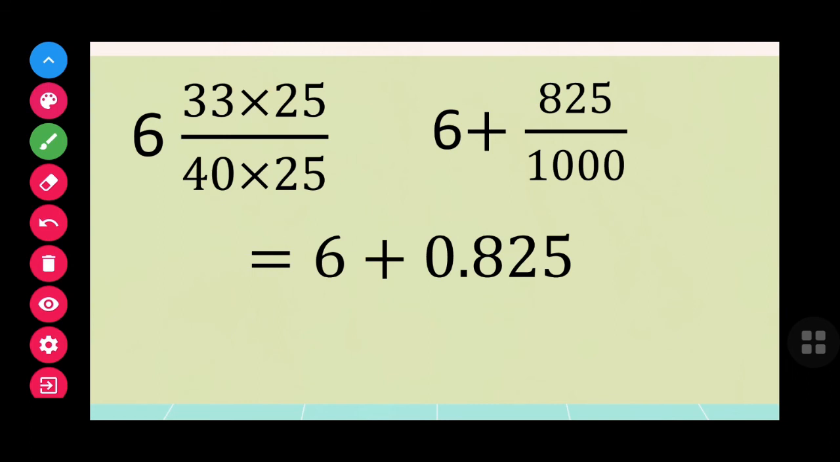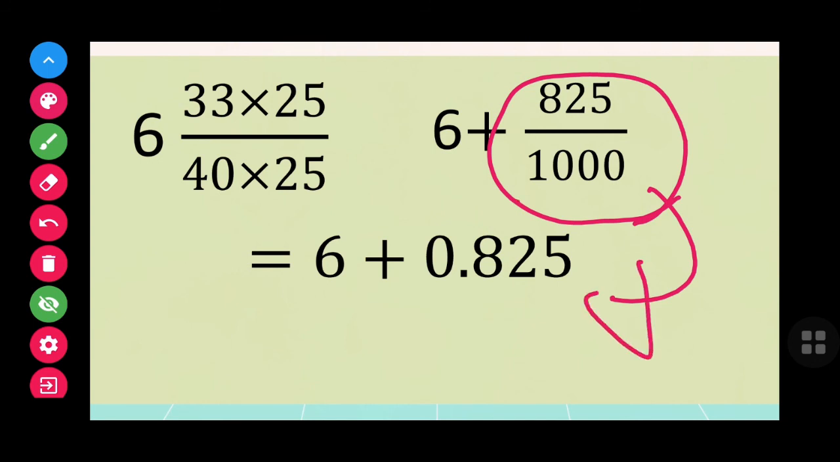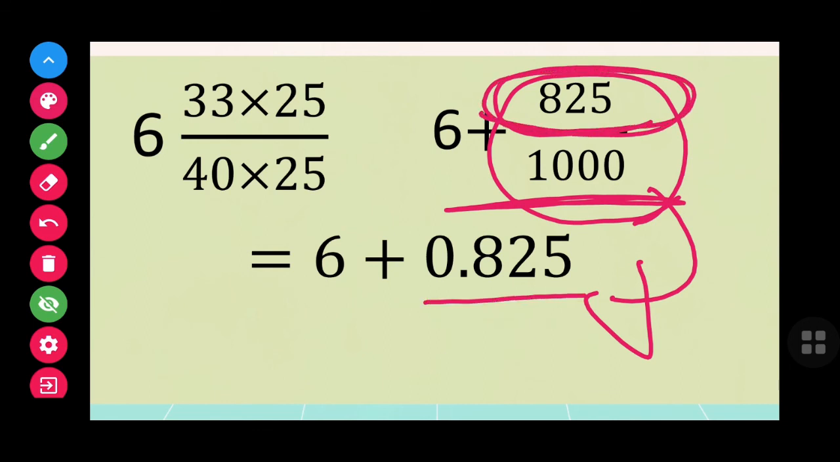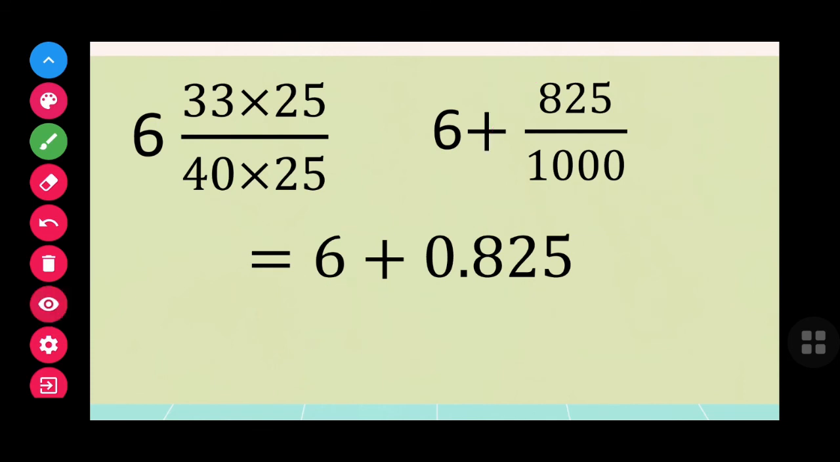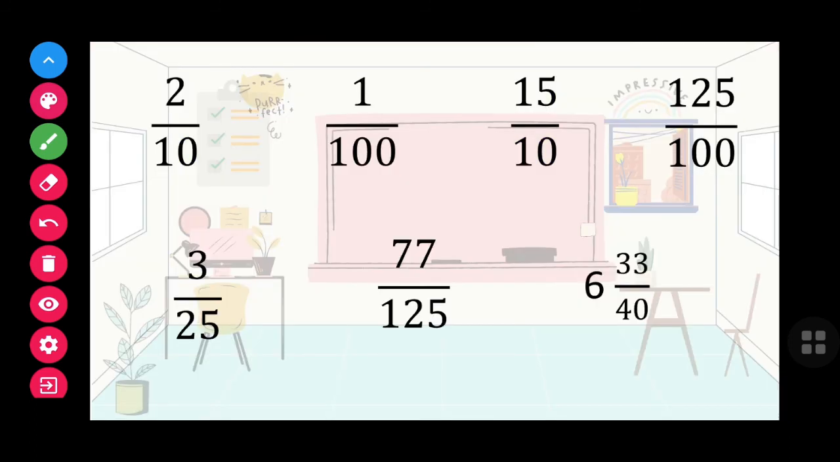0.825. How did we convert this into a decimal? This has 3 zeros, so the numerator should have 3 decimal places. So we made it 0.825, and now we have to add this 6, so it will become 6.825. Now we can revise the sums we have been watching in this video so far.